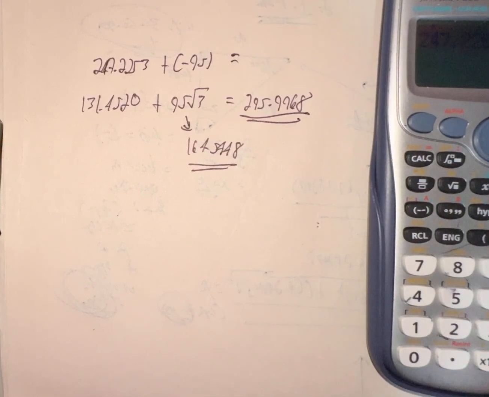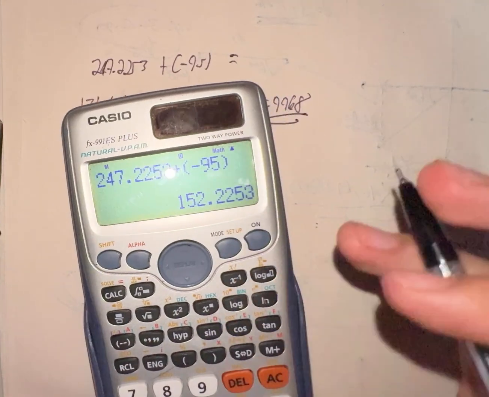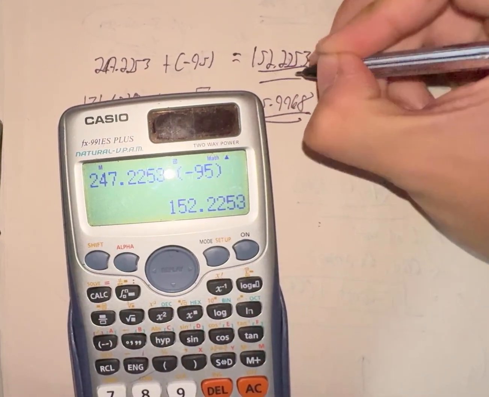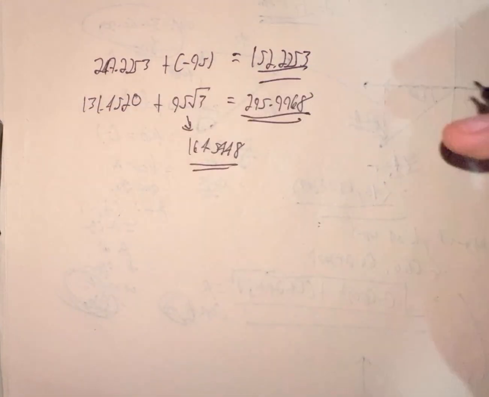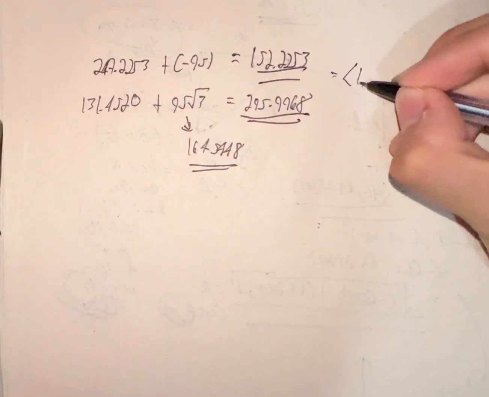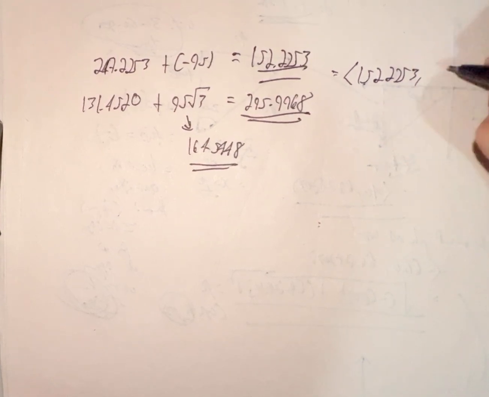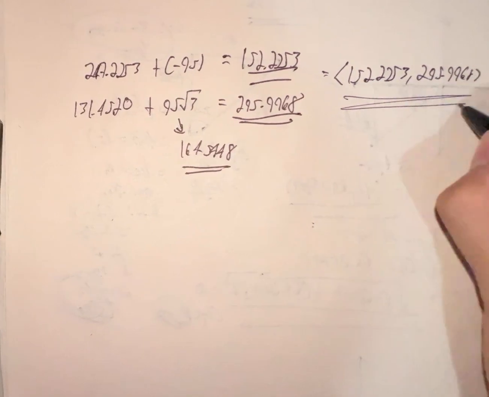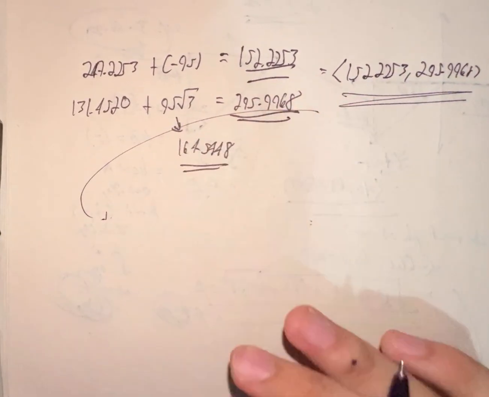And 247.2253 plus negative 95 is 152.2253 for the x. So representing that in component form would be this. That is the component form of our resultant vector.